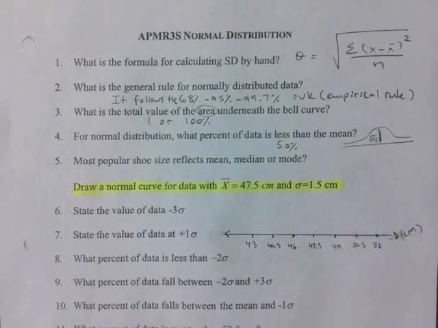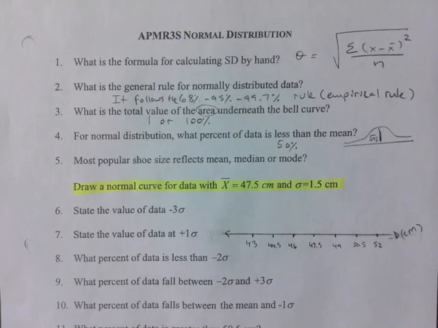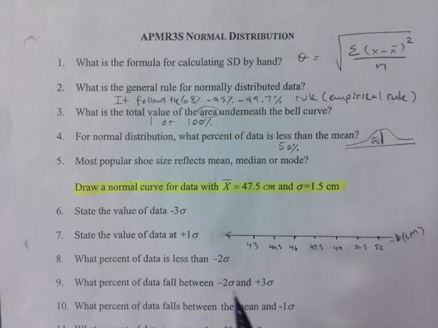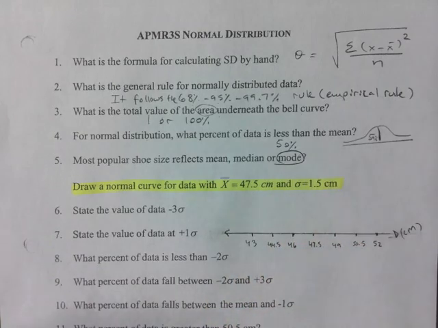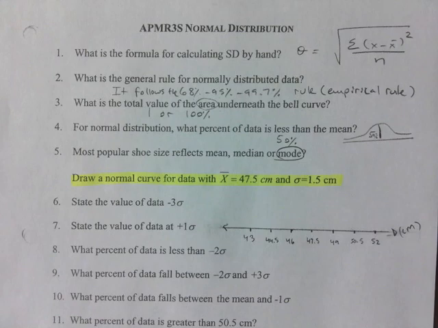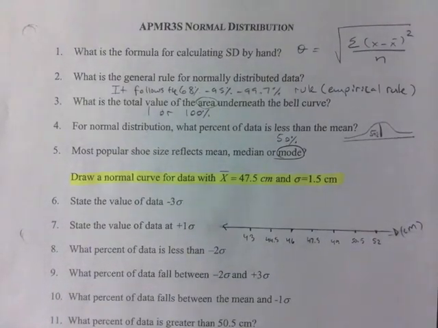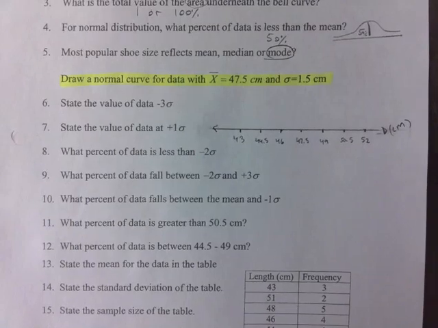Okay? Most popular shoe size reflects the mean, median, or mode. What do you think? It's the mode. Mode is the one that appears most often, right? The number that appears most often. So if you're keeping track of shoe sizes that you're selling as a store, you go by the mode, right? That's the most popular size that is being sold. All right, 1 mark for each.